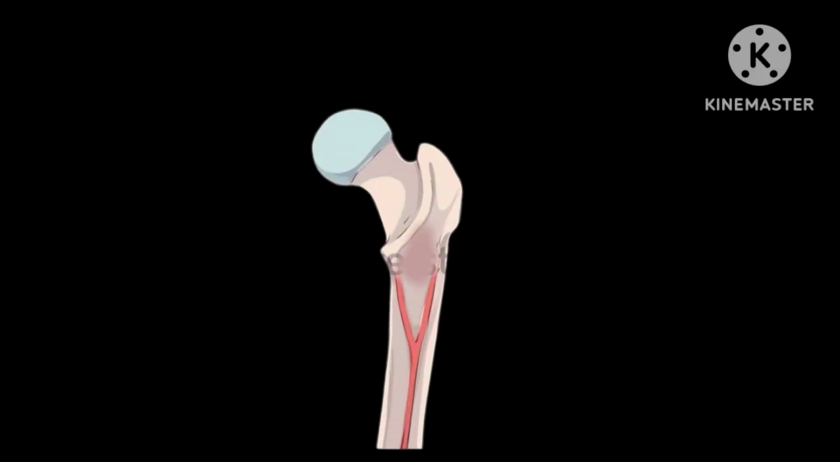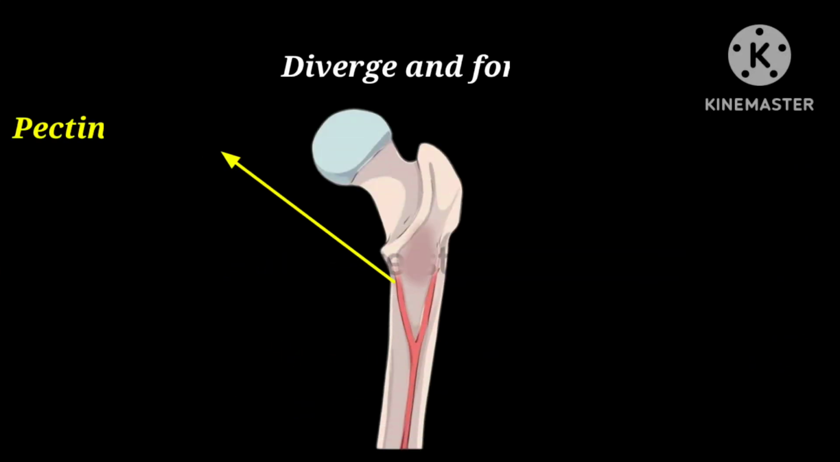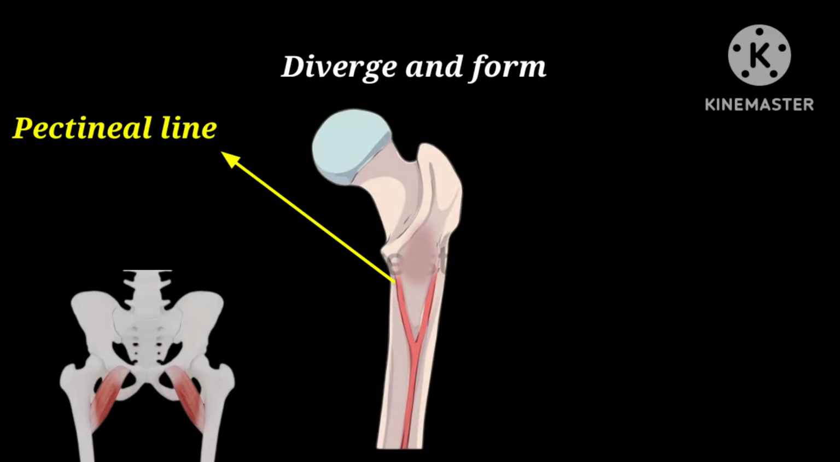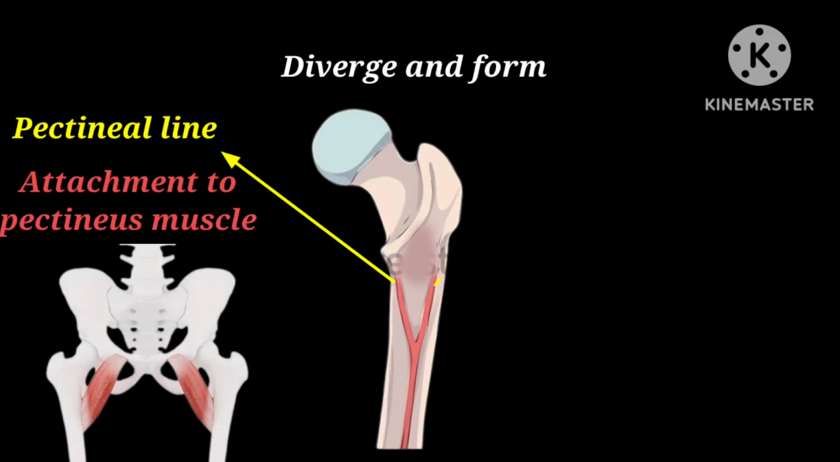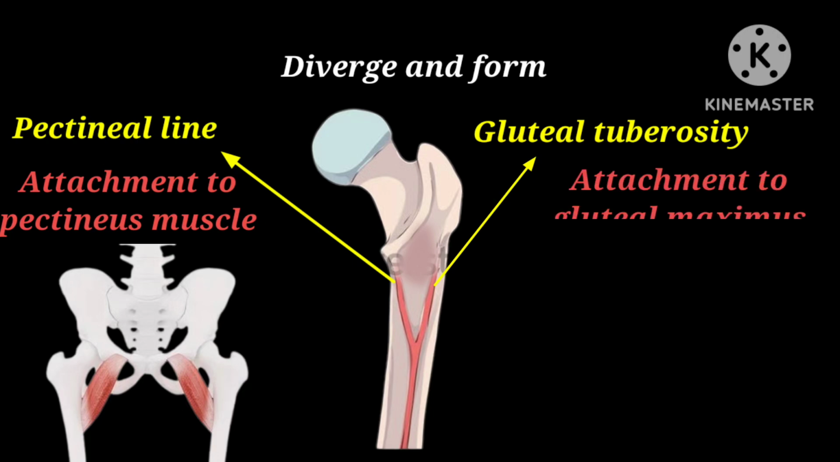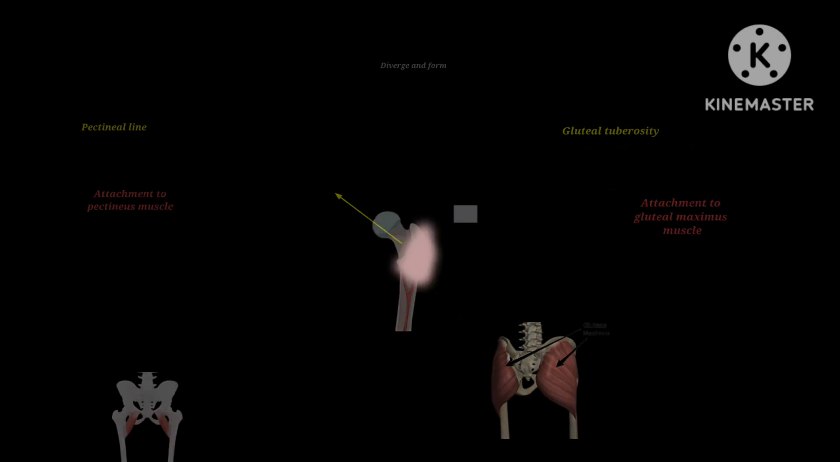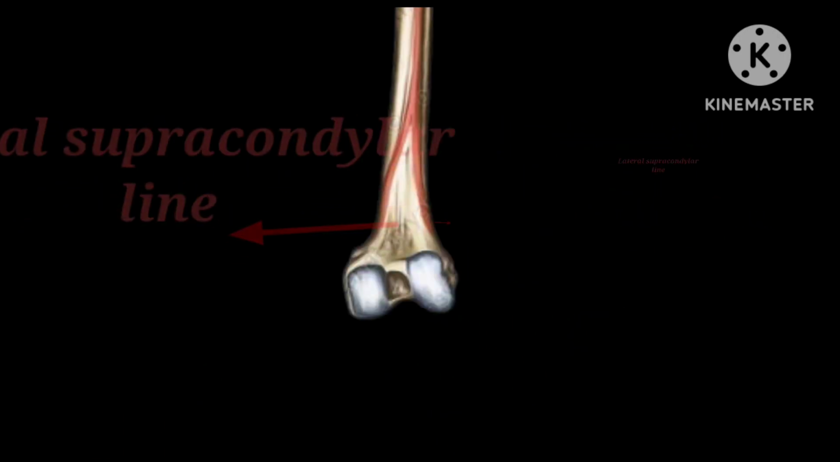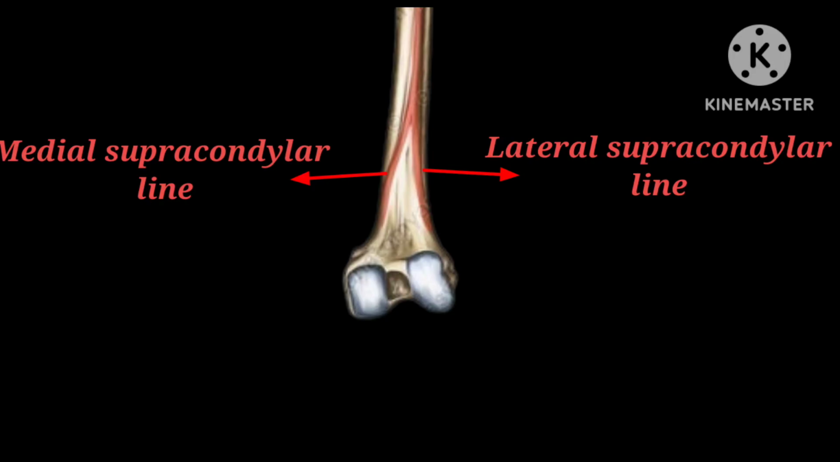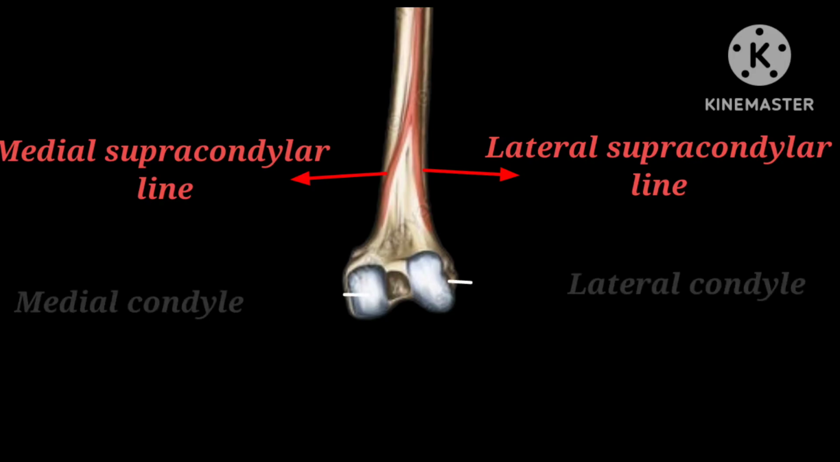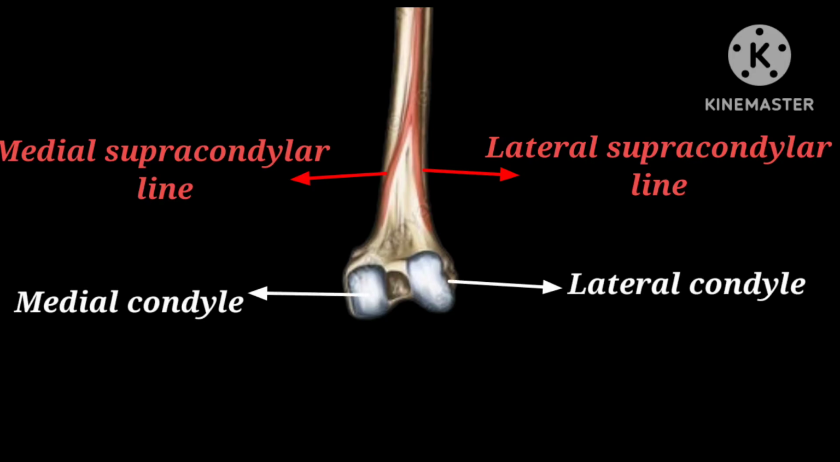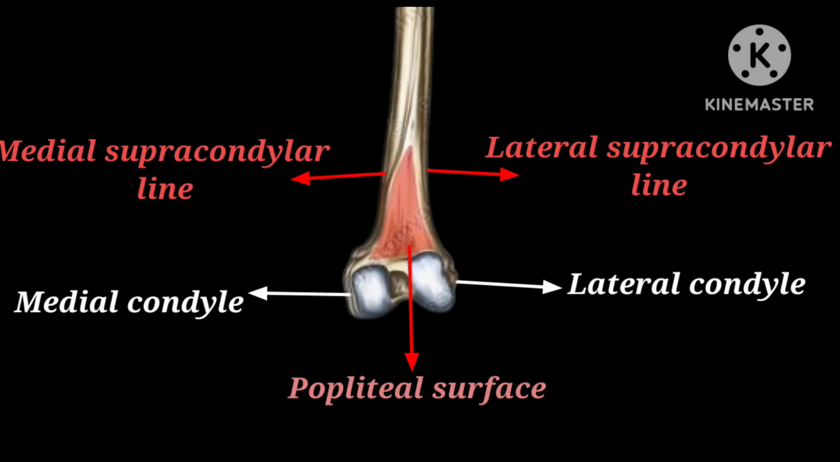Superiorly, the linea aspera diverges and forms the pectineal line, which gives attachment to the pectineus muscle, and it also forms the gluteal tuberosity, which provides attachment to the gluteus maximus muscle. Inferiorly, the linea aspera divides into the medial and lateral supracondylar lines, which lead to the medial and lateral femoral condyles. In between the medial and lateral supracondylar lines, there is a triangular area called the popliteal surface.